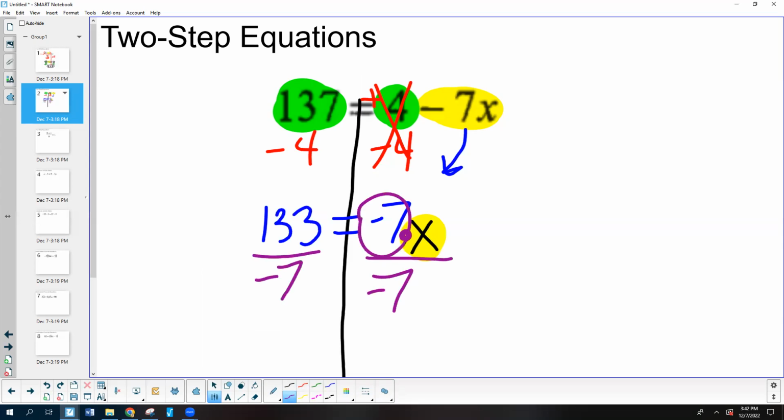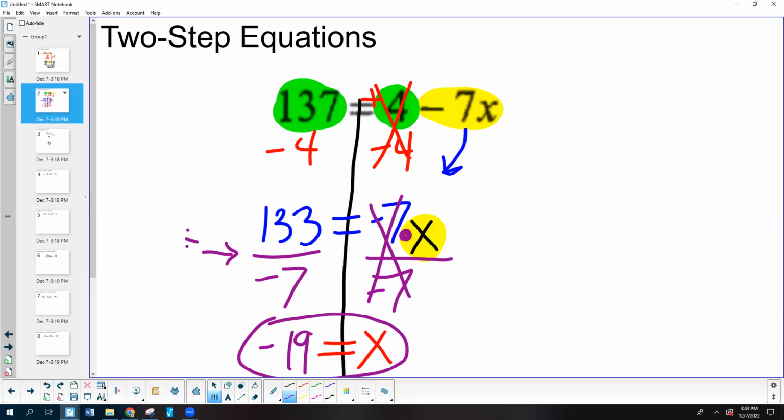We want to divide by that number in front so we can get rid of it. Well, negative 7 divided by negative 7 cancels. So we've got x equals 133, remember this is a division bar, divided by negative 7. Okay, plug that in your calculator. 133 divided by negative 7 is going to give us negative 19.